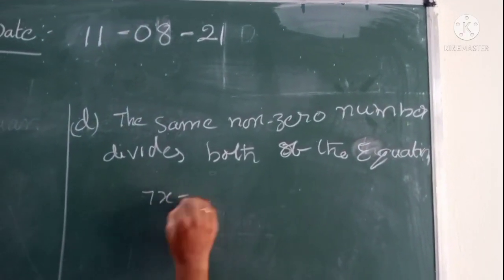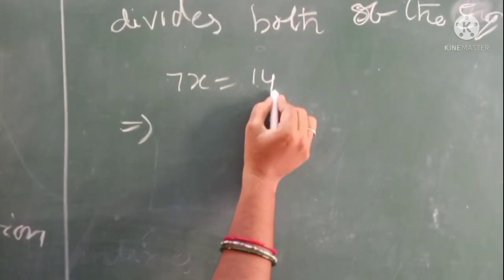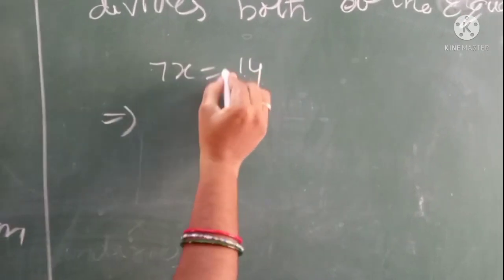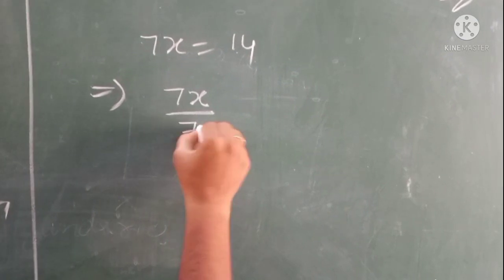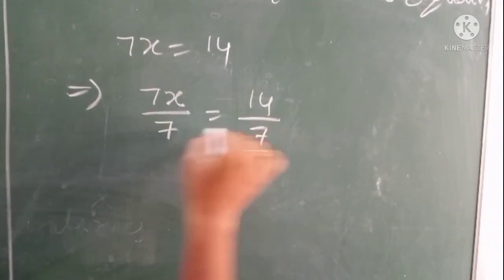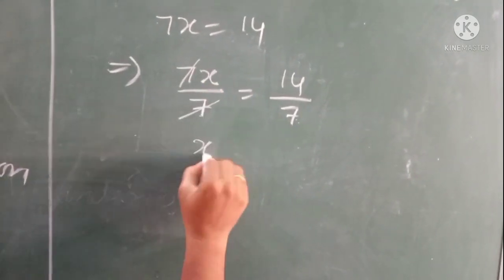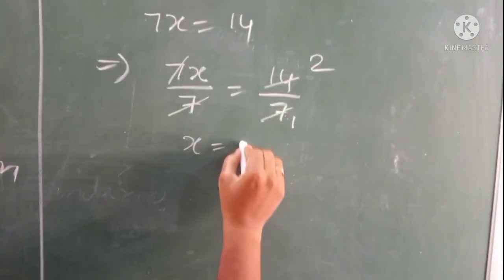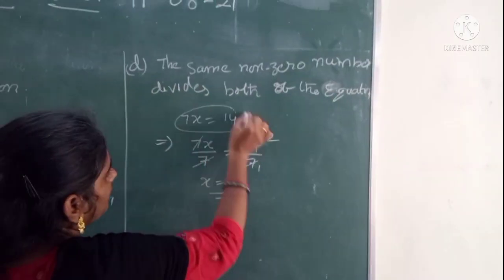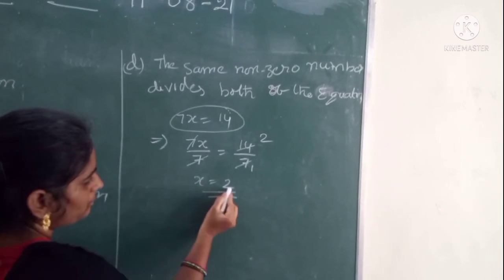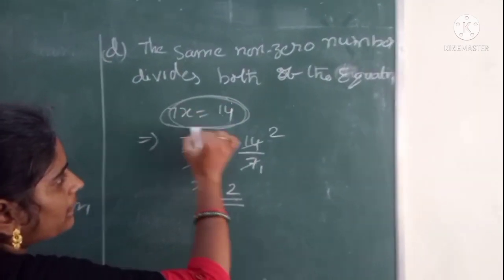Given 7x equals 14. This is a simple equation, children. 7x equals 14, I will solve for x. So 7x by 7 equals 14 by 7. On both sides I will divide by 7. 7 cancels. x equals 14 by 7, 7 twos are 14, so x is equal to 2. This is the solution of the given simple equation.